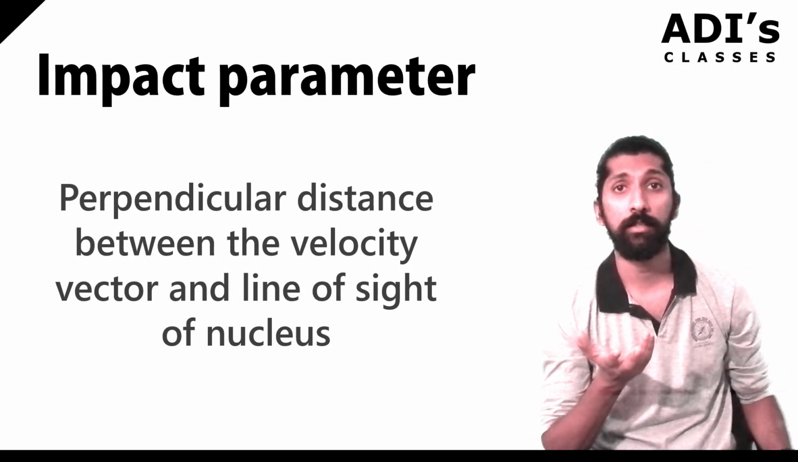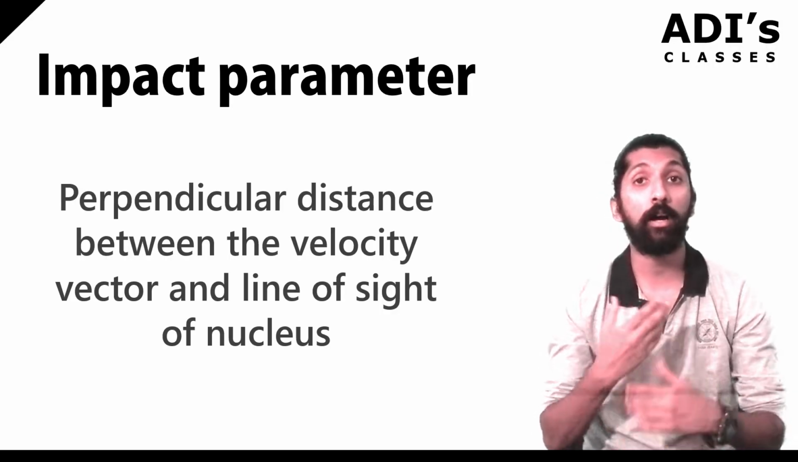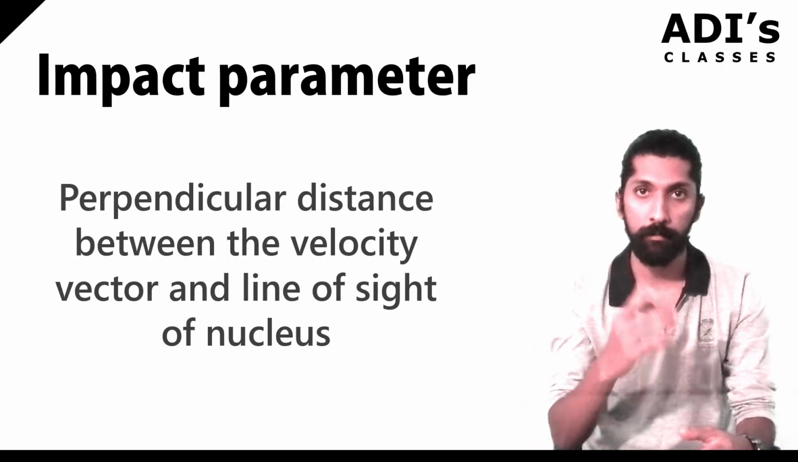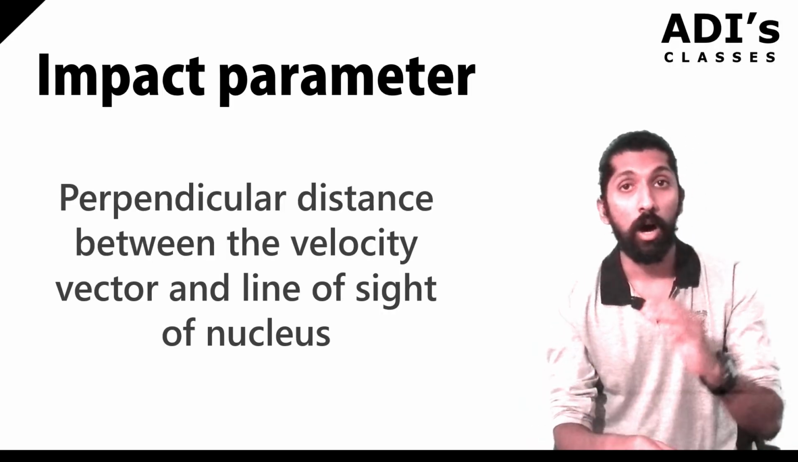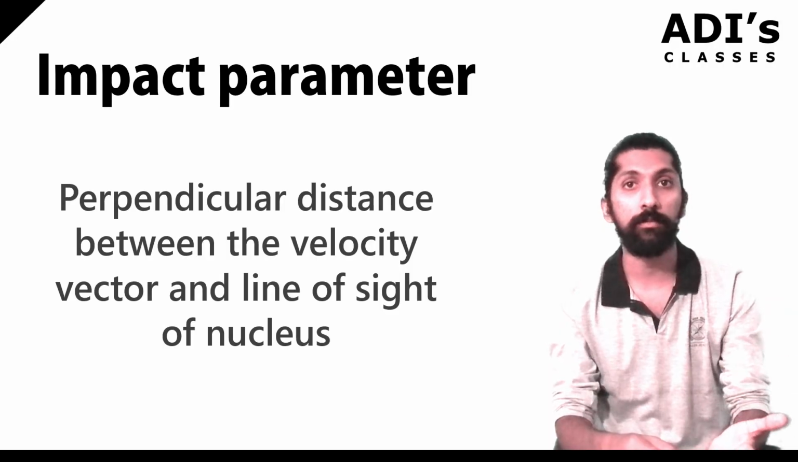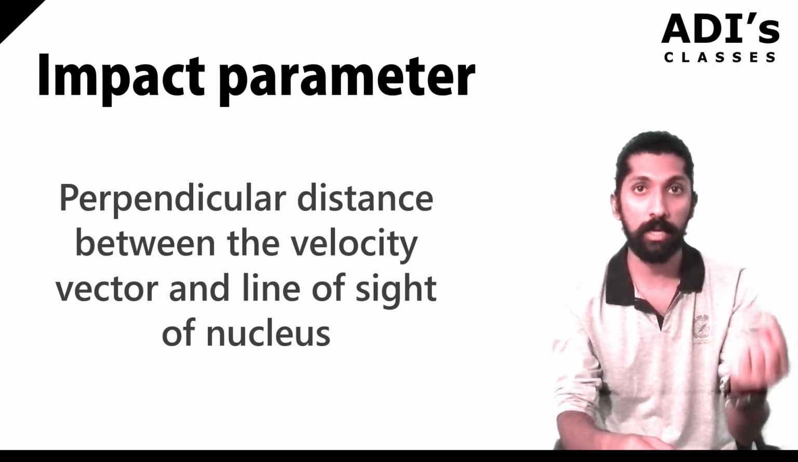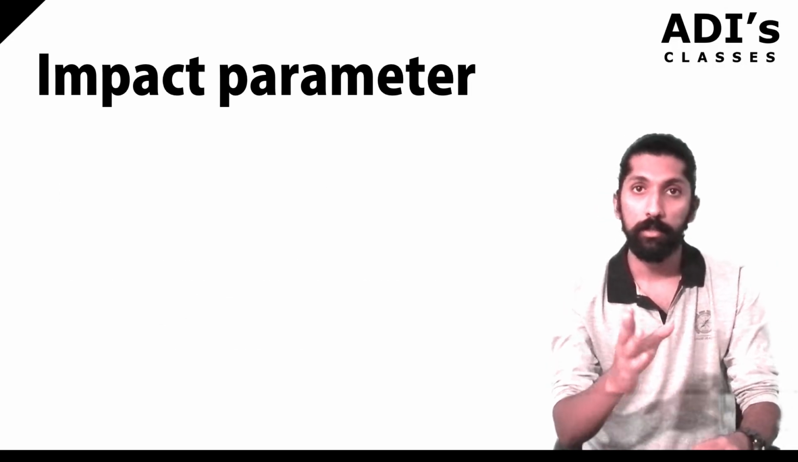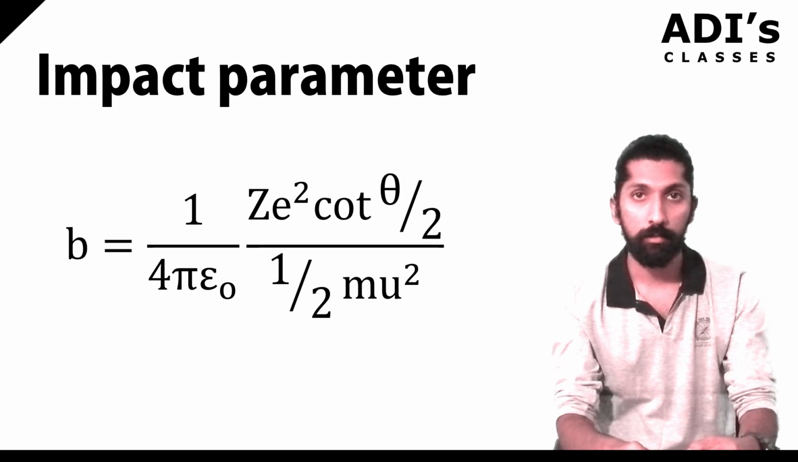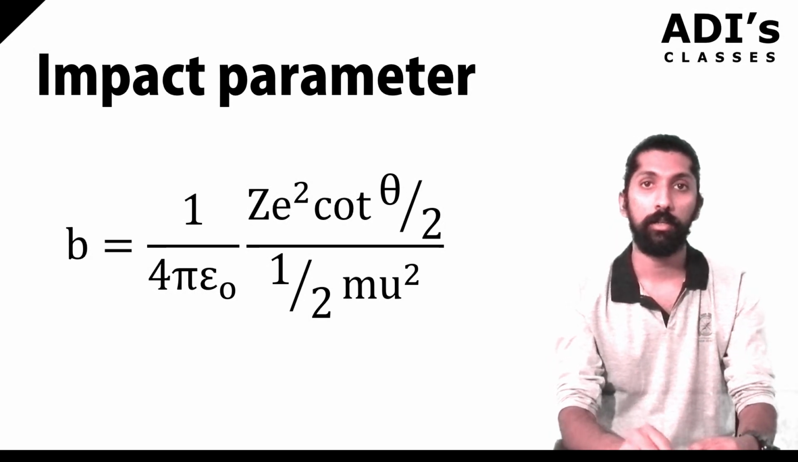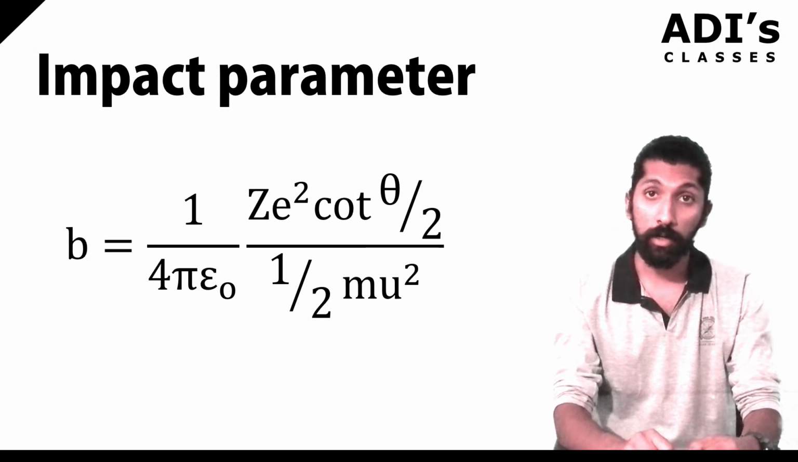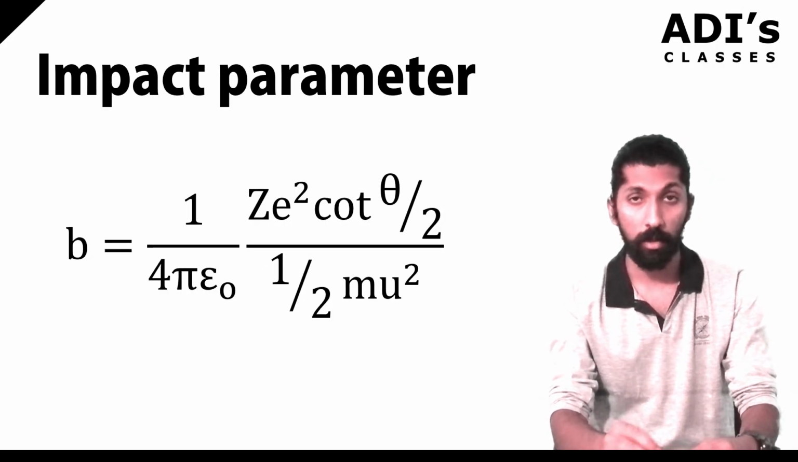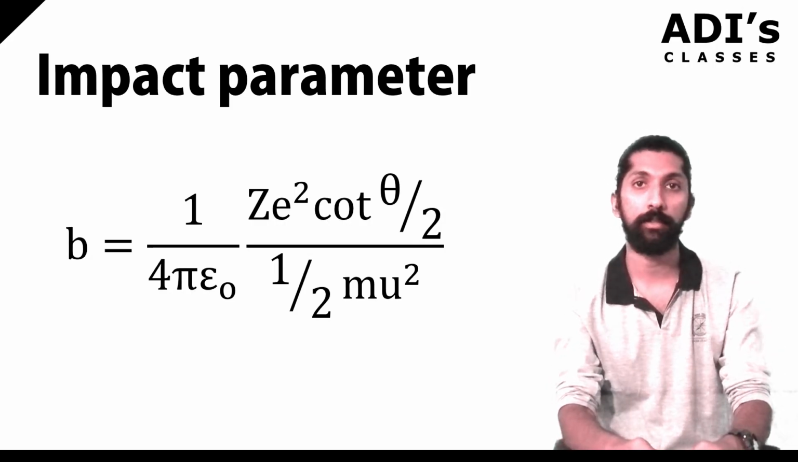Now what does this tell us? What can we conclude from this? If an alpha particle is coming with some impact parameter, we can figure out how far the influence of the nucleus extends compared to the size of the nucleus, the speed of the alpha particle, all those things. Alright, the formula we have is b equals 1 by 4 pi epsilon naught Ze square into cot theta by 2 divided by half mu square. This is the formula for impact parameter.